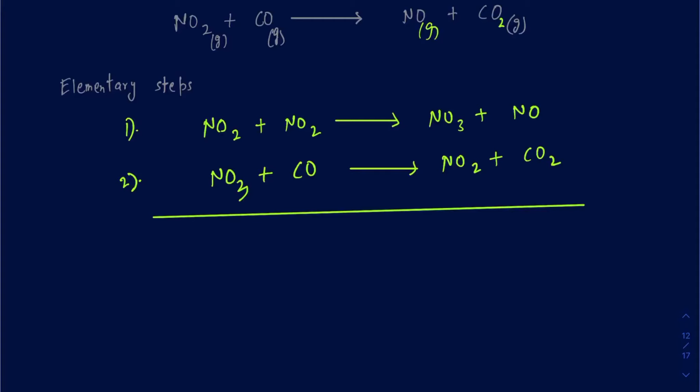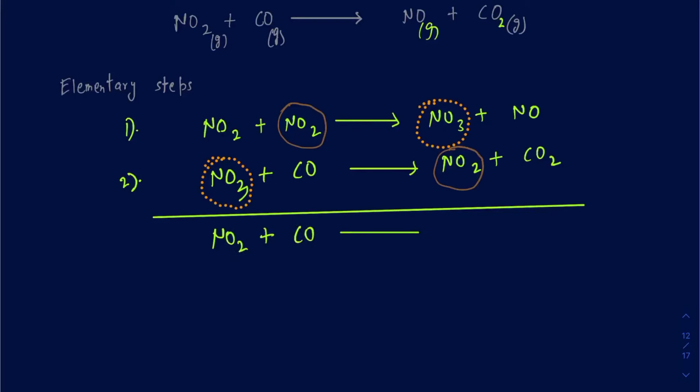So you do have a couple of things going on here. We can clearly see that NO3 is going to be your intermediate. In addition, you have two NO2s on the reactant side, but one NO2 on the product side. So I can circle that one and that one, and they would cancel out. What's left behind would be NO2 plus CO, going on to make NO plus CO2. So your elementary steps must add up to the overall reaction.